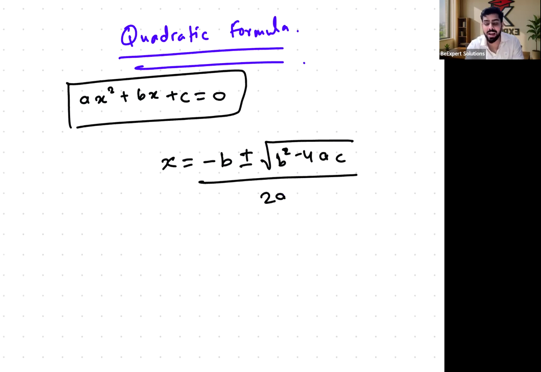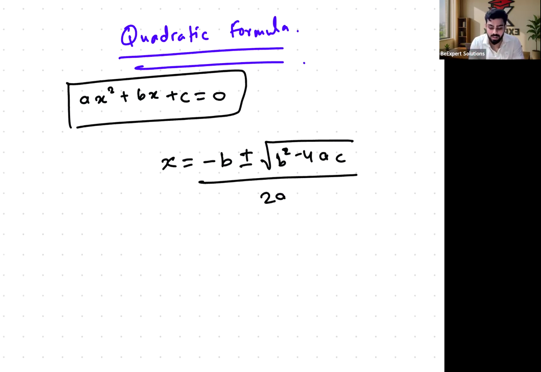This is also called the Sridharacharya formula, but we usually call it the quadratic formula according to the IGCSE and GCSE curriculum. This is one of the topics that you have to cover, guys. So let's understand through a question how to solve it.